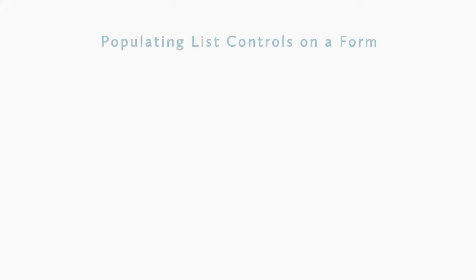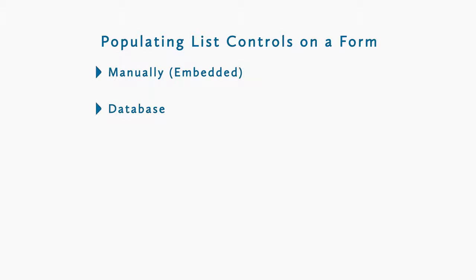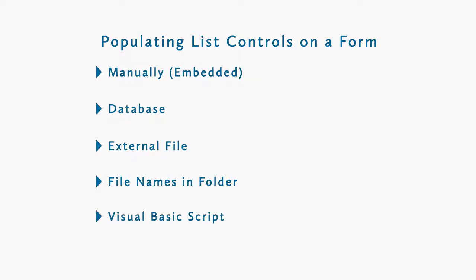To quickly recap, in this video we covered the 5 ways you can populate a list in a list control on a data entry form: manually using an embedded data source, connecting to a database or an external file, using the file names in a designated folder, or with Visual Basic Script.